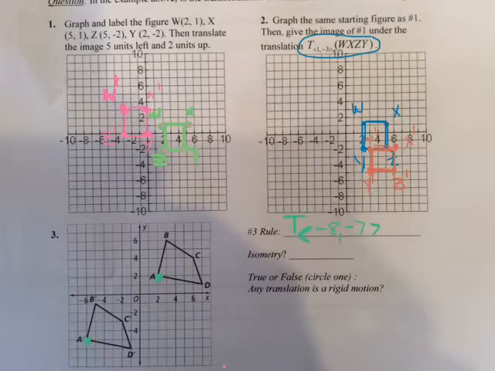Then make sure you include the shape. The original shape was A, B, C, D. There we go. There's the rule. Is there symmetry, or is it a rigid motion? Yes, because we just took the shape and moved it left 8 and down 7. We didn't change the shape of it.